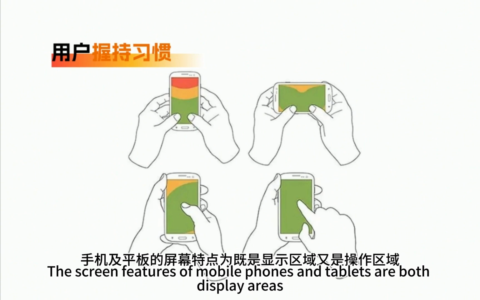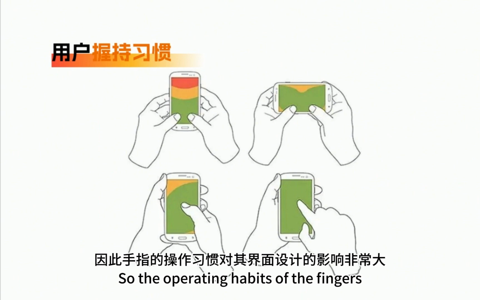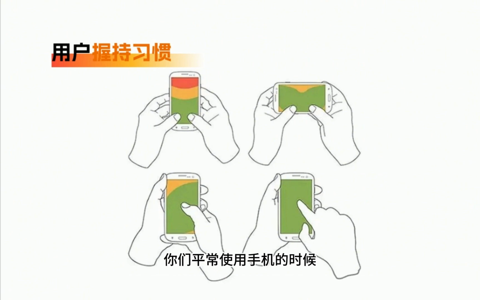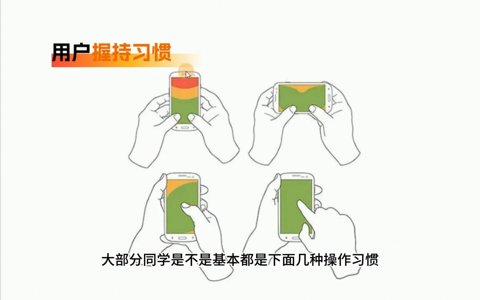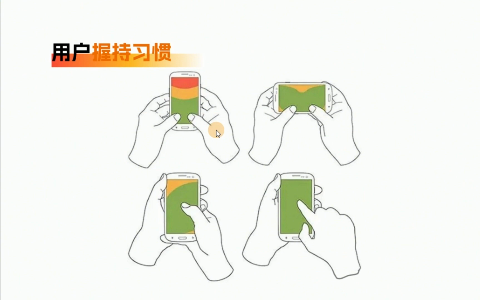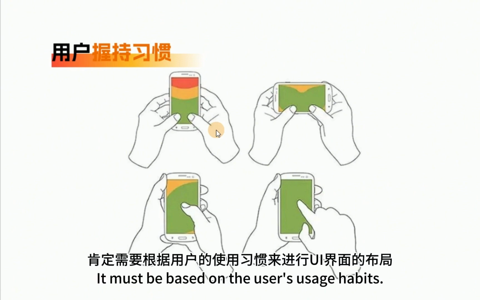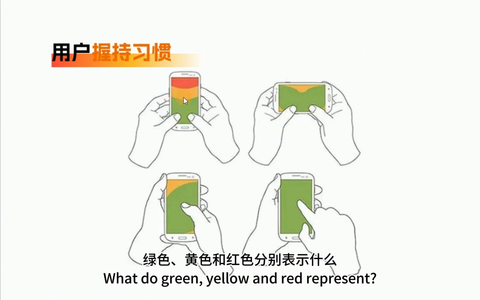The screen of mobile phones and tablets is both the display area and the operation area, so the operating habits of the fingers have a significant impact on interface design. Let's take a look: when you usually use your mobile phone, do most of you have basically the following operating habits? When we do game UI design, we must lay out the UI interface based on the user's usage habits. In this picture, what do green, yellow, and red represent? Can anyone think of?